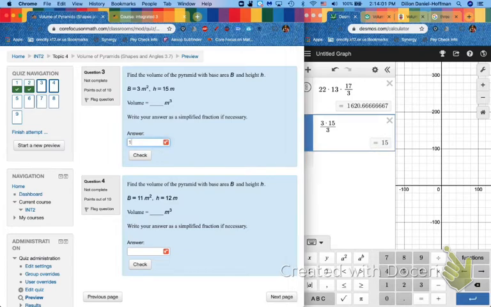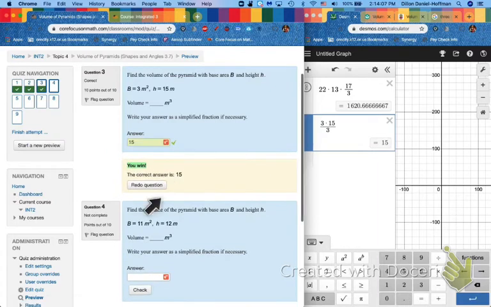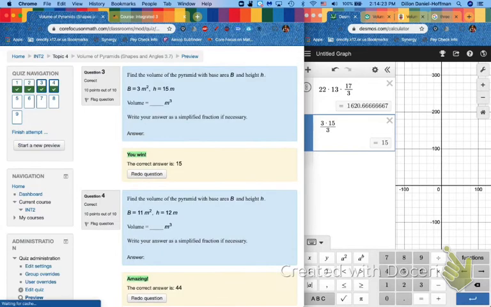15. And I'm going to demonstrate that on the next one, because 11 does not go into 3, but 12 does. 12 divided by 3. What is that? 4. 4 times 11. Oh, it's 44. And if that was too fast, you can again pause this video and just multiply them together and divide by 3, like we did the last one.